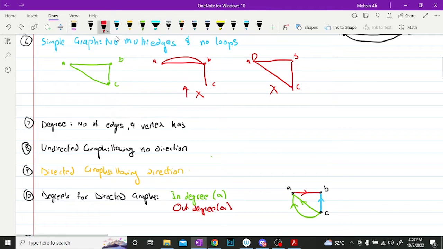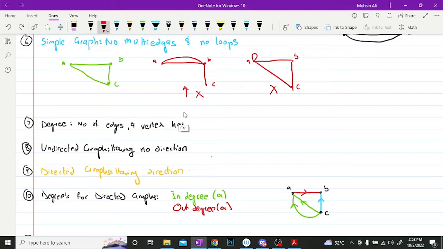In this case, A also has 2 because there are two edges coming out of A. There are 3 for B because there's 1, that's 2, and that's 3. So the degree of B is 3 and the degree of C is 1. So the number of edges connected to a vertex is basically the degree.